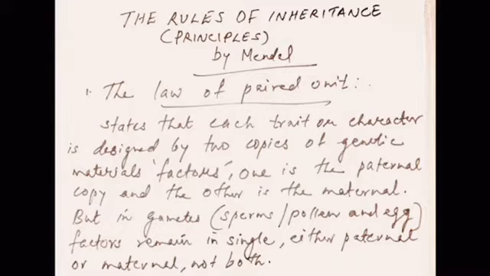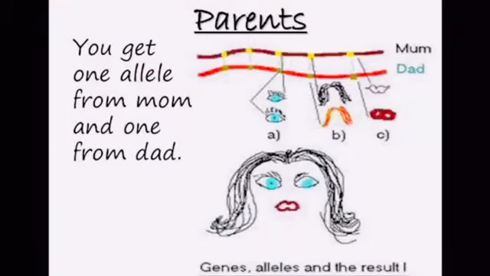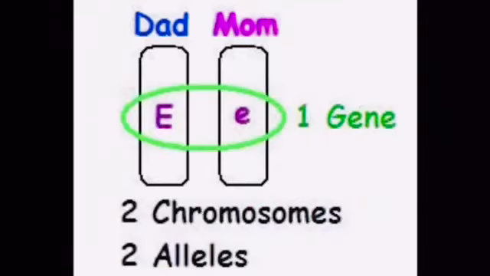This law states that each trait or character is designed by two copies of the genetic material. He named these genetic materials factors. Instead of these factors, we use the term allele. What he said is, for each trait or character, the blueprint is lying in two copies of factors. One is from the father, the other is from the mother in the sexual mode of reproduction.